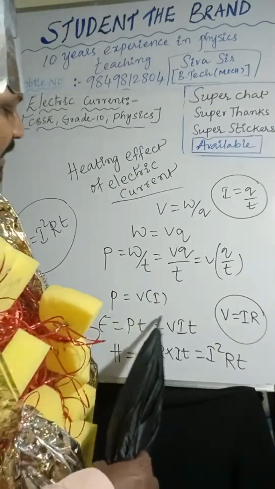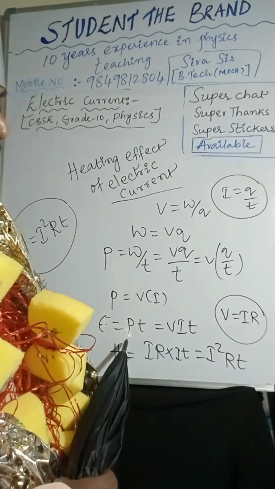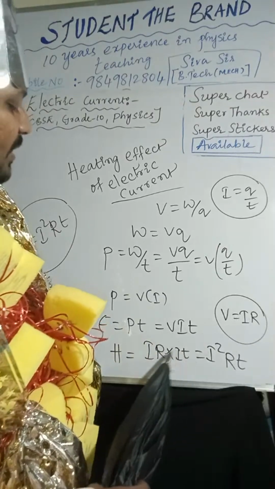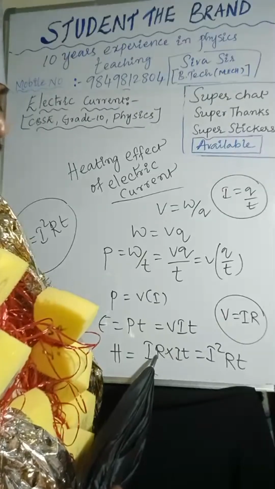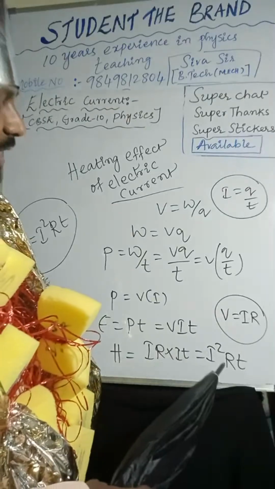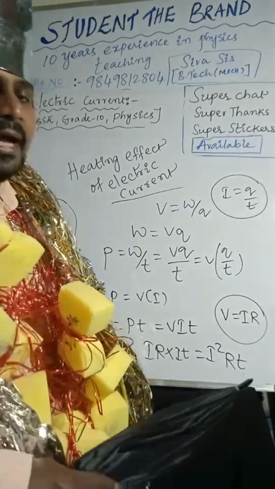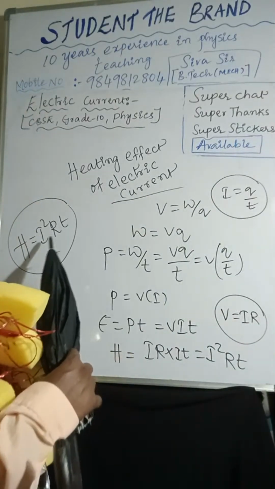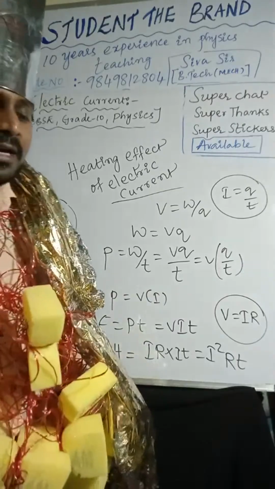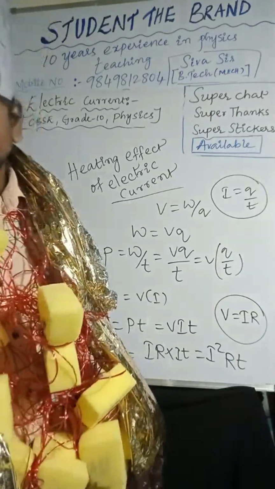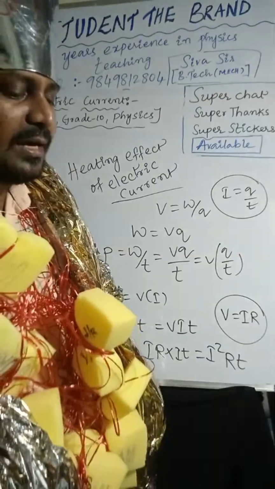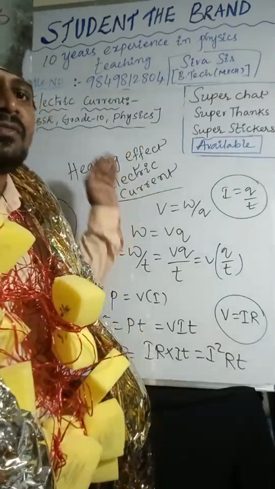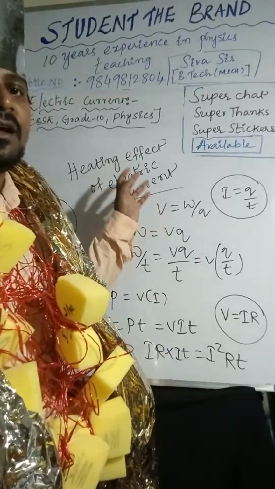Then we are considering energy equal to power into T. So VI into T. V equal to IR, if you substitute, you will get H equal to I square RT. So H, heat produced in the conductor is directly proportional to square of current, directly proportional to resistance, and directly proportional to time. So this is about the heating effect of electric current.